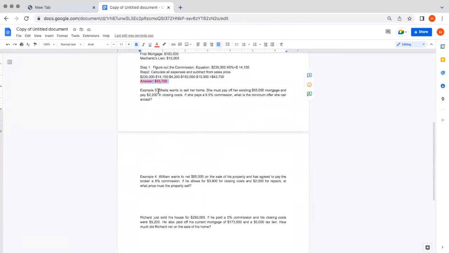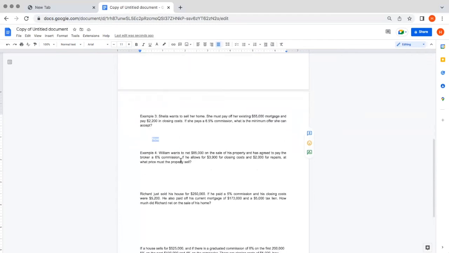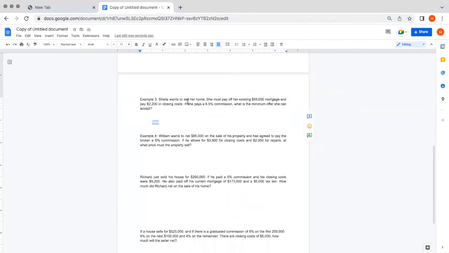Now, example 3 says, Sheila wants to sell her home. Let me move this down on a different sheet so we can get more room. It says Sheila wants to sell her home. She must pay off her existing mortgage of 55. This was another one that was on the question. She wants to pay off her existing mortgage and pay $2,200 in closing costs. If she has a 6% commission, what is the minimum offer she can accept? So these are all good.